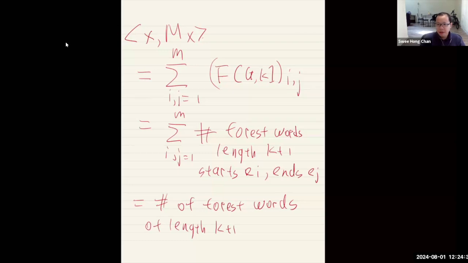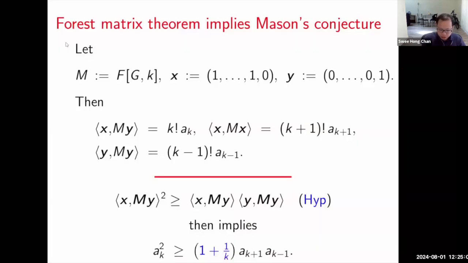But now remember, a forest word is just an ordered version of a forest. The length is K plus 1. So this means that there are K plus 1 factorial ways of ordering them. So this is equal to K plus 1 factorial times the number of forests with K plus 1 edges. And that is how we get this equation over here: XMX is equal to K plus 1 factorial times AK plus 1.